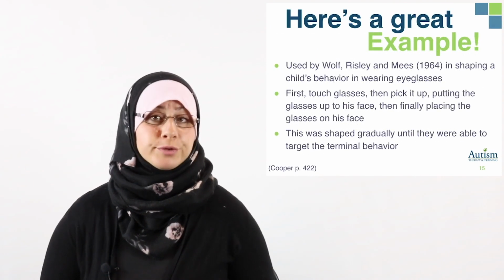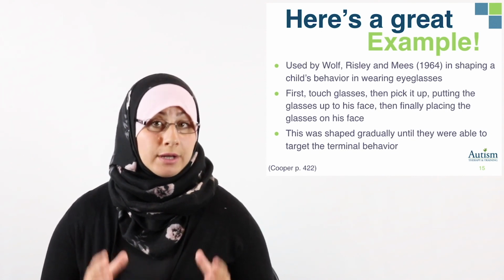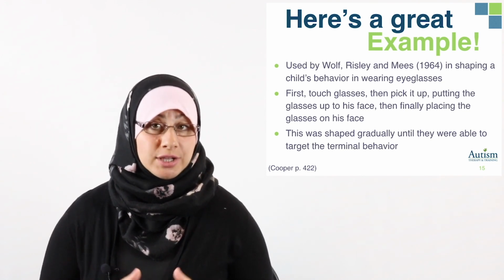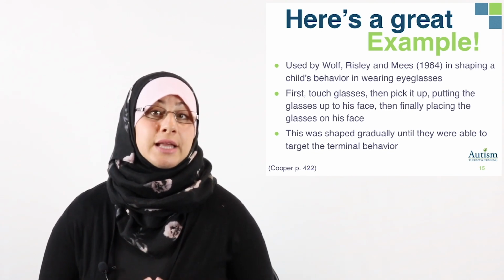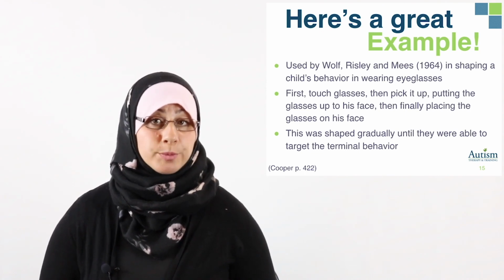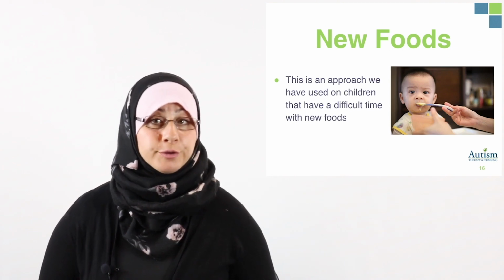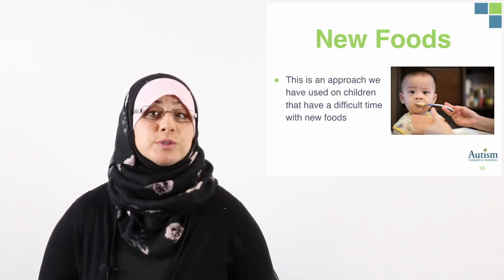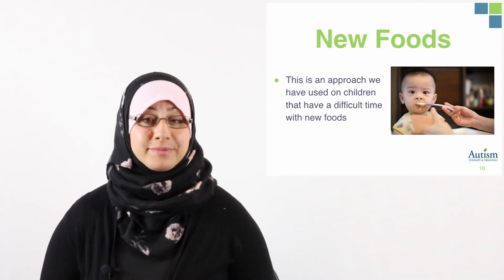And so on. Wolf, Risley, and Mees, 1964, used shaping to help a child's behavior in wearing eyeglasses because he was in danger of losing his eyesight. He was taught to touch the glasses first, then pick them up, put the glasses up to his face, then place the glasses on his face. This was shaped gradually until they were able to target the terminal behavior. Shaping has also been used to teach learners to tolerate new foods. We've used this approach many times with our learners. We get them to touch the new food, pick it up, bring it to their lips, and so on.